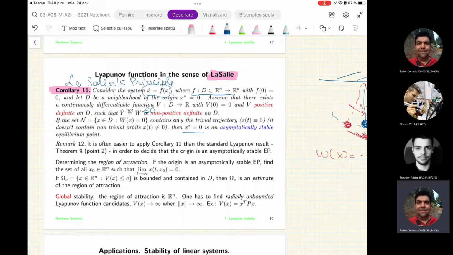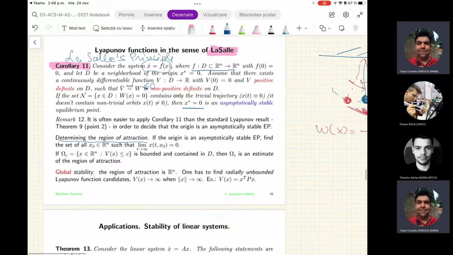Okay. Now we can also determine the whole region of attraction, because this LaSalle principle means that the origin is an attractor. We know that from the previous chapters. So the origin is an attractor, and we can determine this region of attraction.